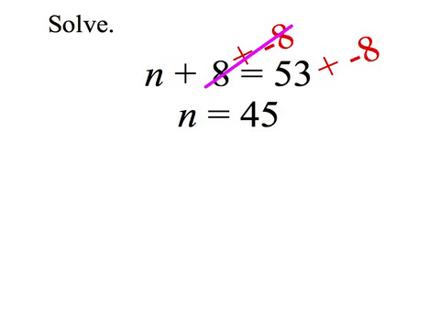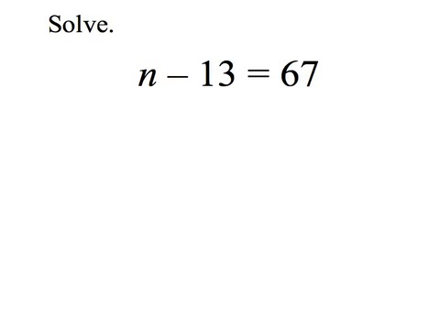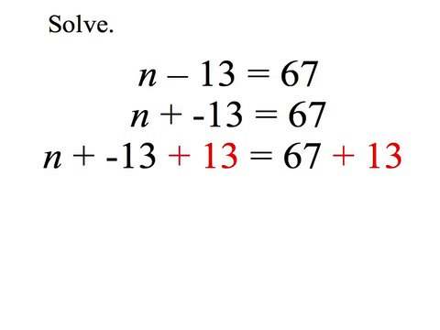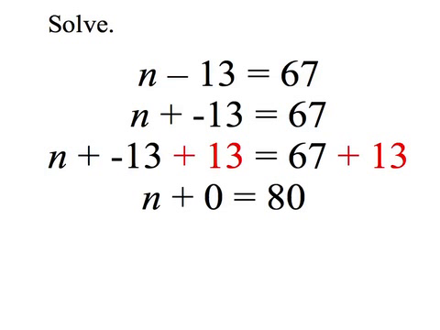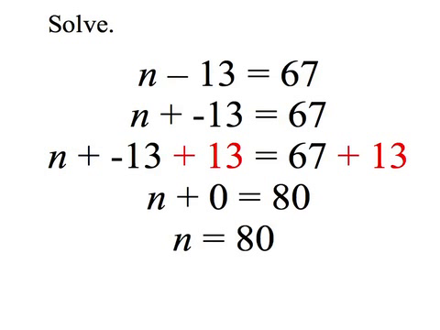In this problem, we're subtracting 13, so we have one little extra step. We apply the definition of subtraction. Then we add the opposite of -13 to both sides. Property of opposites kicks in. We simplify 67 plus 13 to get 80. The additive identity tells us that n equals 80.